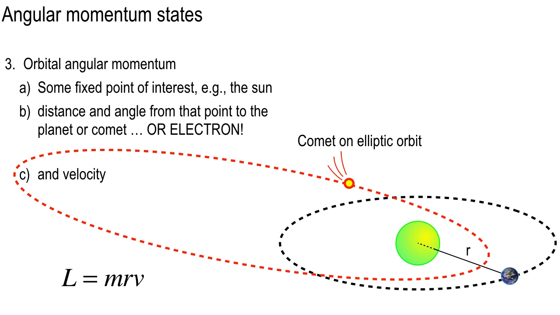So make a note over here for this circular orbit for Earth, the black one, make a note: R is the same all the way around because it's a circle. So V is the same all the way around because angular momentum is conserved.